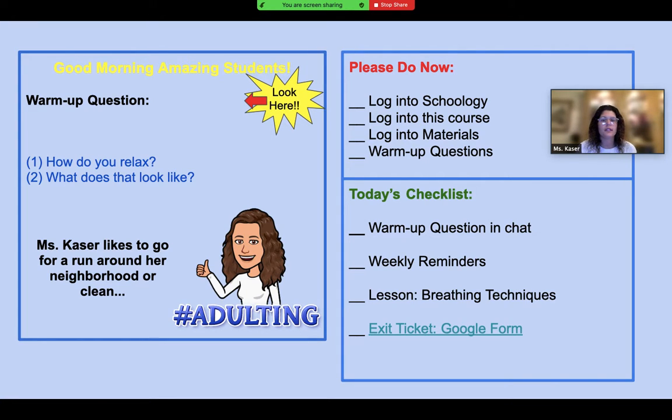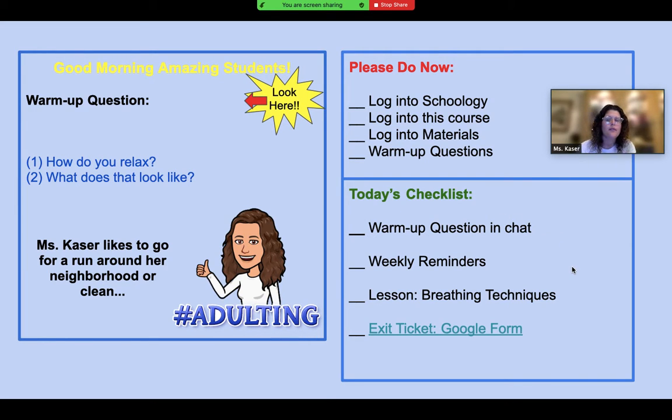Okay, so I see some of you are answering the chat. Some of you said you like to read, play sports, exercise, listen to music to help you relax. Those are all great things. Everyone's different, so how you relax might look different. And I like those answers because I like to do those things too.